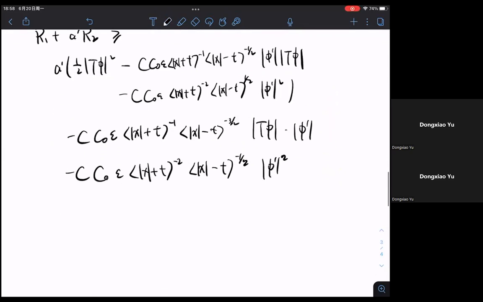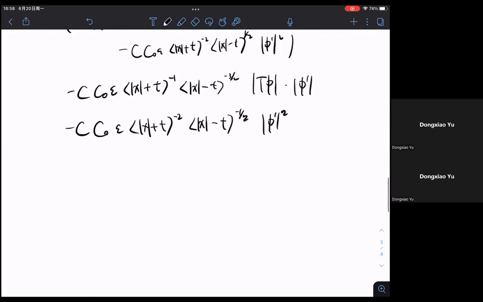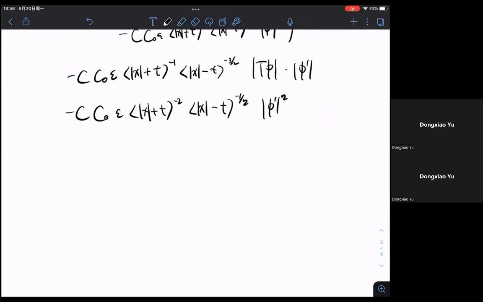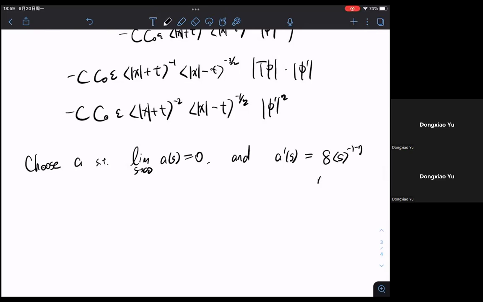Okay, so we have this bound here. Now let me tell you what this A is. We choose A so that the limit of A at positive infinity is equal to 0, and A prime at each point s is equal to a constant times the Japanese bracket of s to the power of negative 1 minus eta. Here eta is a small parameter between 0 and 1. This parameter also appears in the statement of this energy estimate.